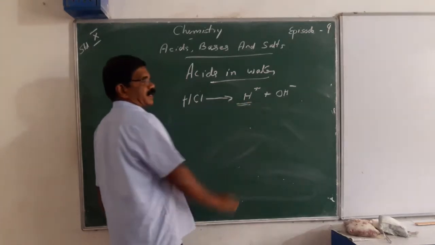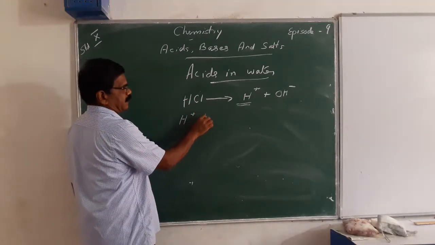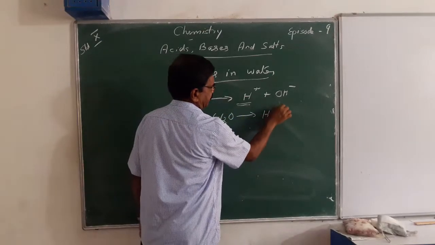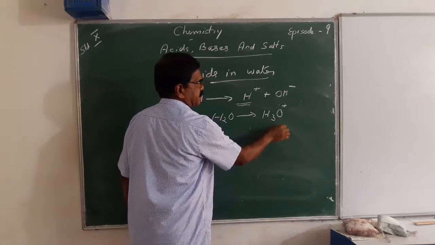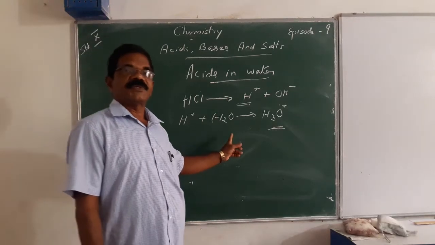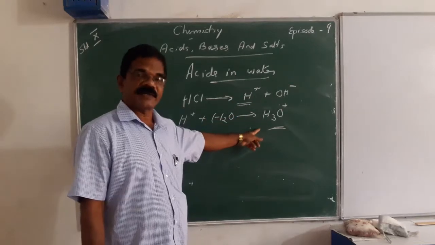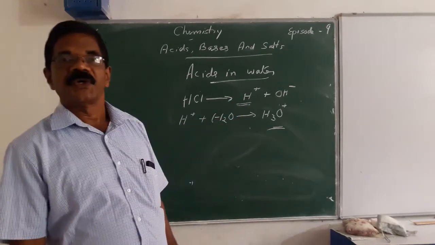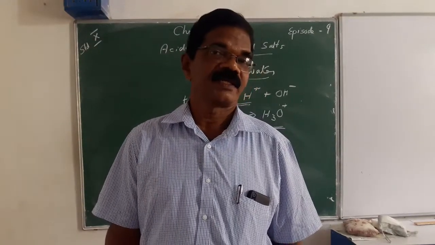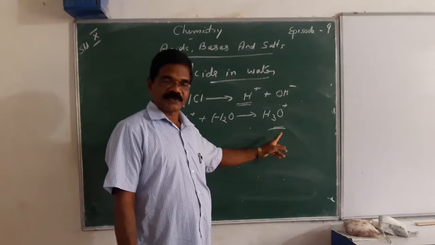This hydrogen ion cannot exist alone. It is unstable. This hydrogen ion immediately combines with a water molecule to form a hydronium ion. This hydronium ion is stable. All acids show common properties due to the presence of these hydronium ions. Why do acids show common properties? Acids show common properties due to the presence of hydrogen ions or hydronium ions.